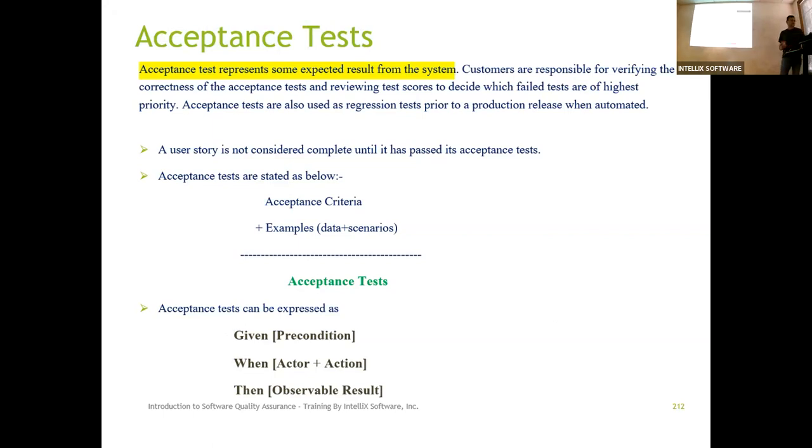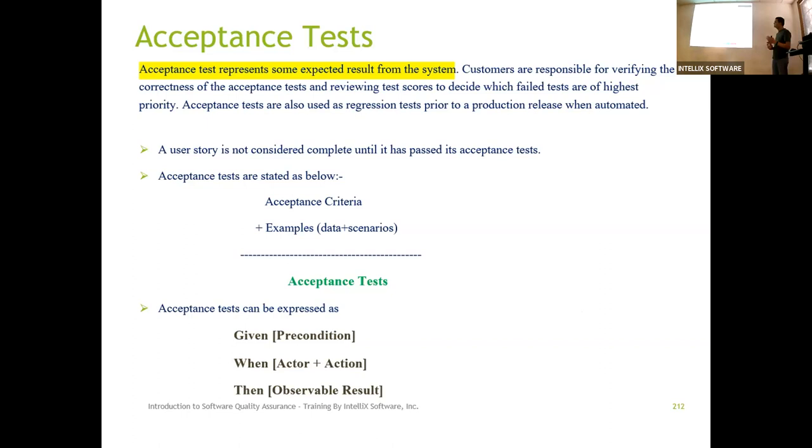Customers are responsible for verifying the acceptance test and reviewing test code to decide which field is of highest priority and so forth. But ultimately, customers need to approve your acceptance test. So business analysts wrote the acceptance criteria. You as a QA generally own and write the acceptance test, and the customer needs to approve your acceptance test as well.